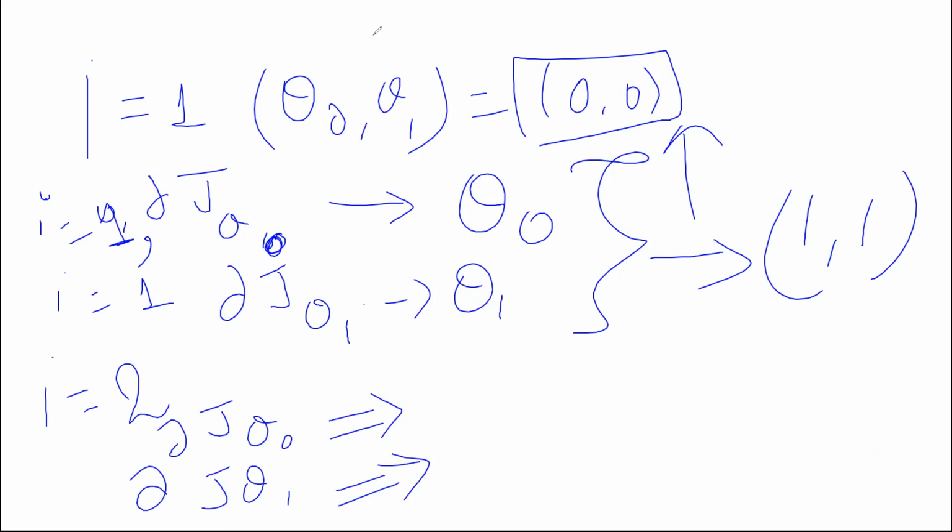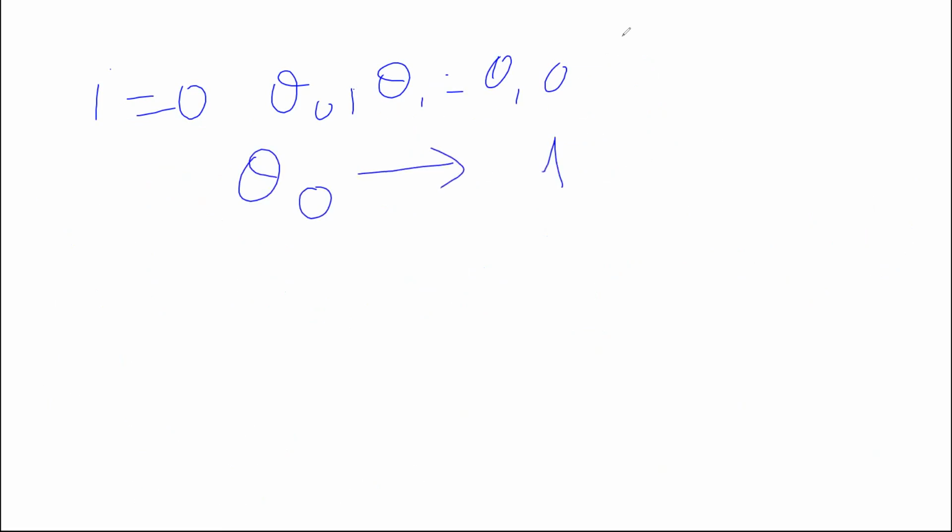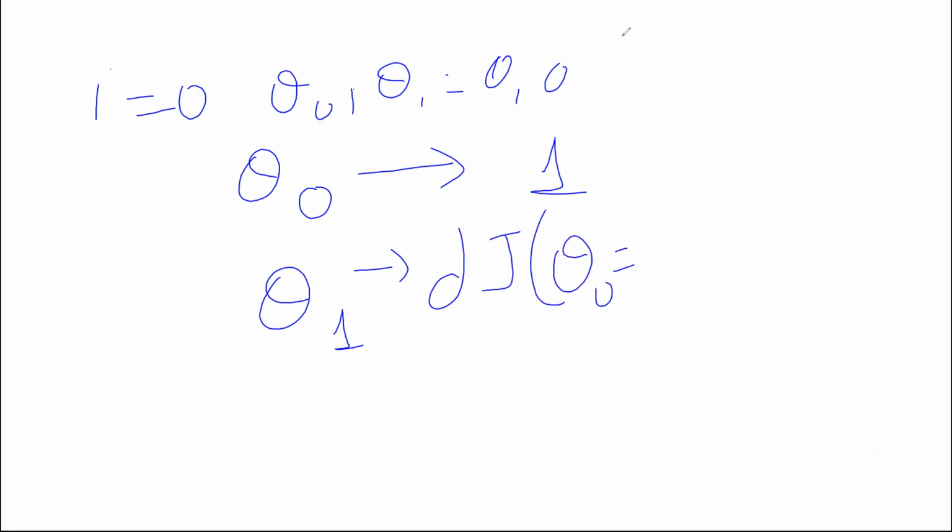Now just assume theta naught, theta 1 is equal to 0, 0. You updated theta naught and it gave you 1. Now if you are updating theta 1, for that you will find del of j with theta naught equal to 1 and theta 1 equal to 0, so it is wrong actually.